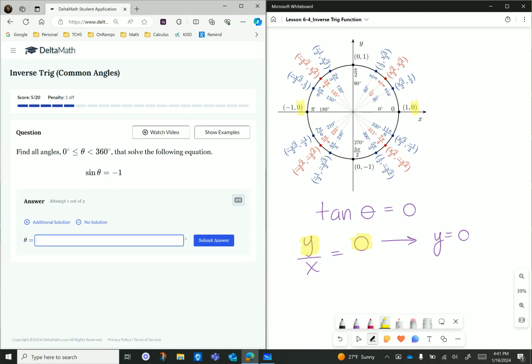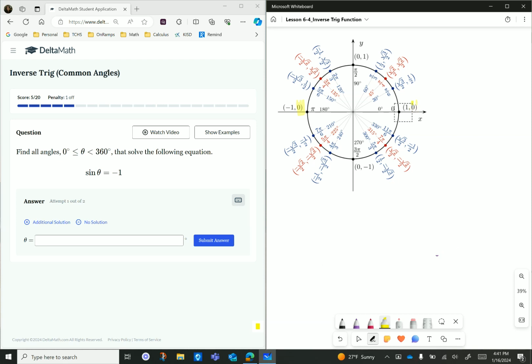All right. So now sine is y. Where is y going to be negative 1? Look at our unit circle. y is only negative 1 right here. Nowhere else. And that's at 270 degrees.